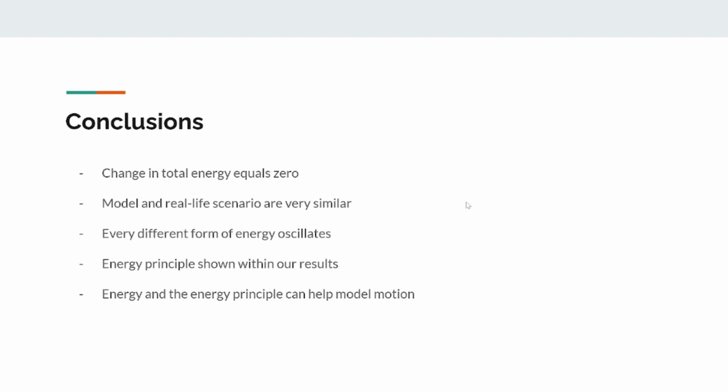Some conclusions from our experiment and model. We saw that the change in total energy should equal zero. The model and real-life scenario are also very similar, and every different form of energy oscillates. The energy principle was shown within our results, as the change in total energy always remained zero, as no external forces were acting on the system, adding or taking away energy from it. And the energy principle is also shown to help model motion.